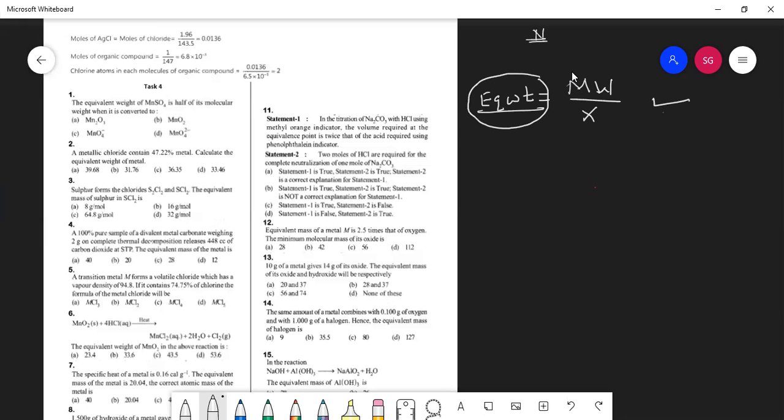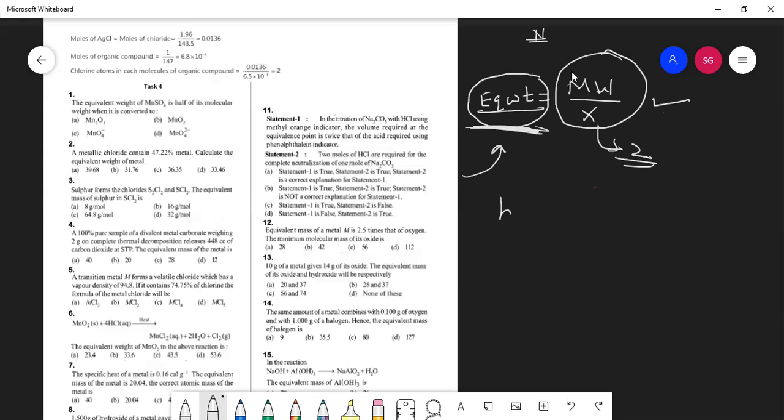Don't read the question. I am asking you a question. When will the equivalent weight be half in this formula? Wait. Read the question. The equivalent weight is half of molecular weight. When will the equivalent weight be half of molecular weight? Factor is 2. Yes, factor is 2. That only you need to find. In these formulas, whose factor is 2?